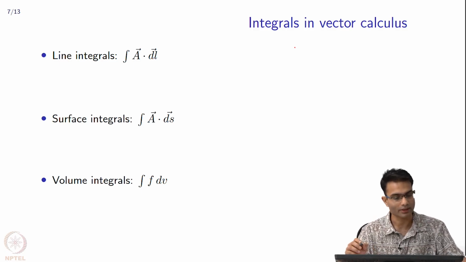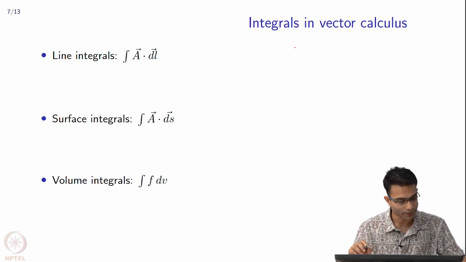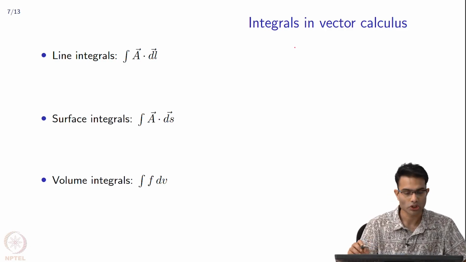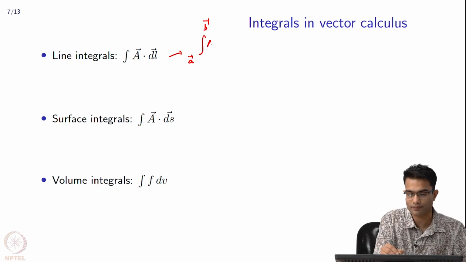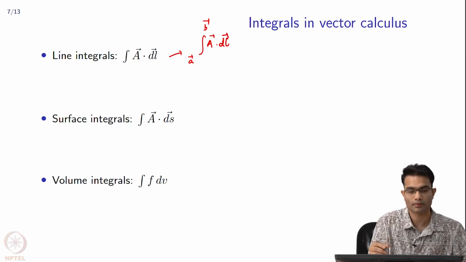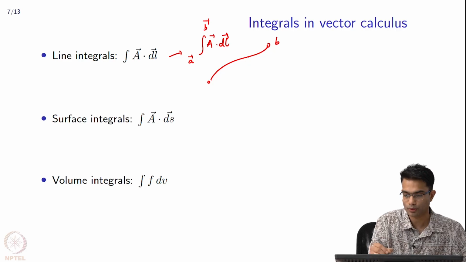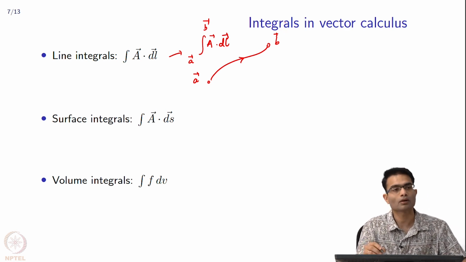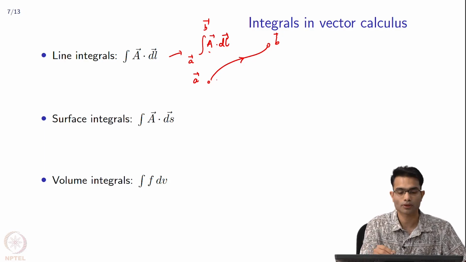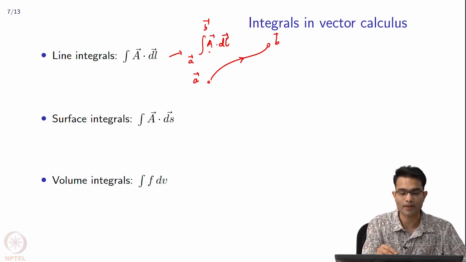As you can imagine, there are three kinds of integrals that we will look at: line integrals, surface integrals and volume integrals. The line integral is, as before, of two kinds. I can go from point A to point B, like we had done before. Depending on the nature of A, this integral may or may not depend on the path taken. We have seen that if A can be written as grad f, then this integral does not depend on the path. So, this is one kind of integral.